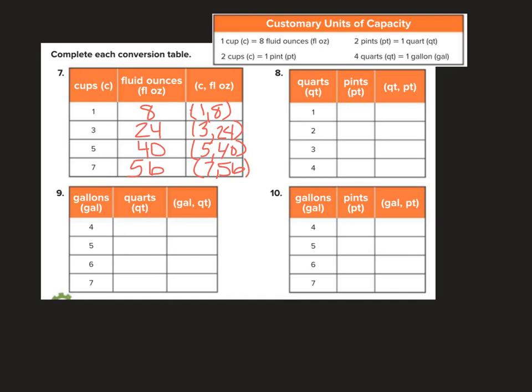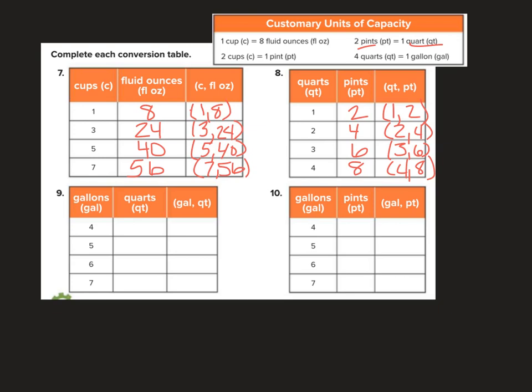1 quart is how many pints? 2 pints. 2 quarts, 2 times 2 is 4. 3 times 2 is 6. 4 times 2 is 8. Boom, it magically appeared again. Okay, next.